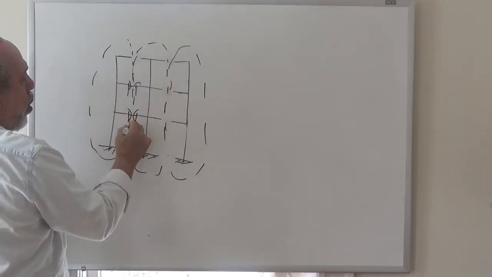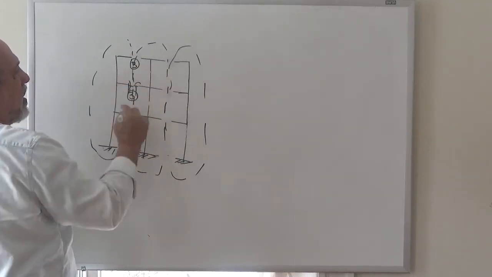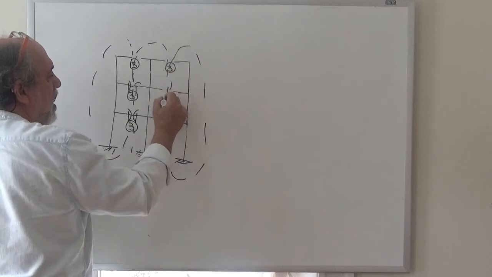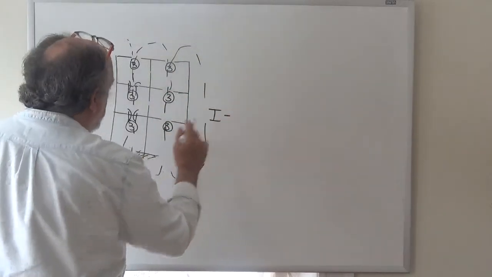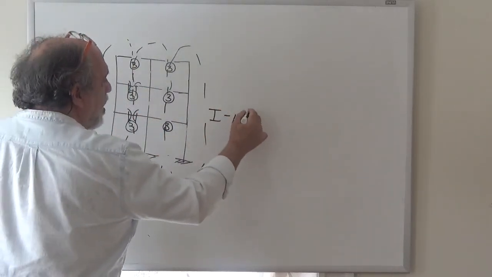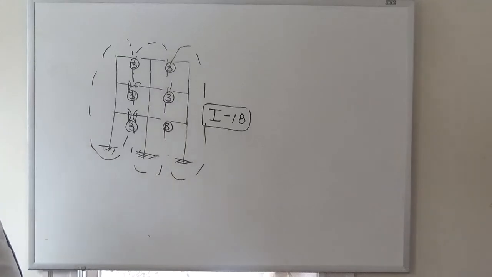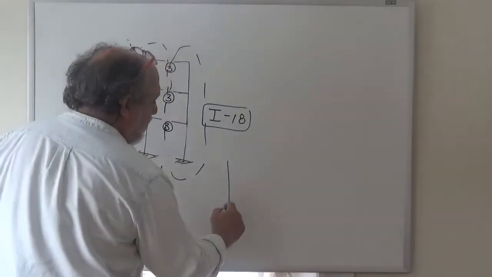So every time you open, you had to get rid of 3 things, right? 3, 3, 3, 3. So how indeterminate is this frame? 3, 6, 9 times 2 is 18. So this frame is indeterminate to the 18th degree. All right? Now, it doesn't have to be like that, right?